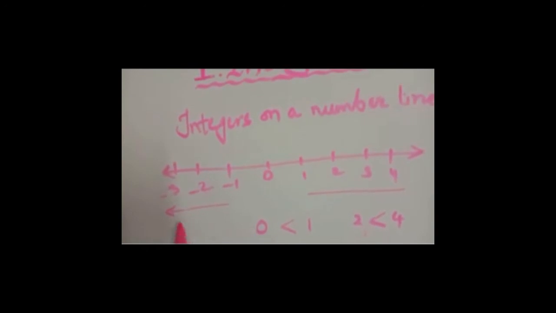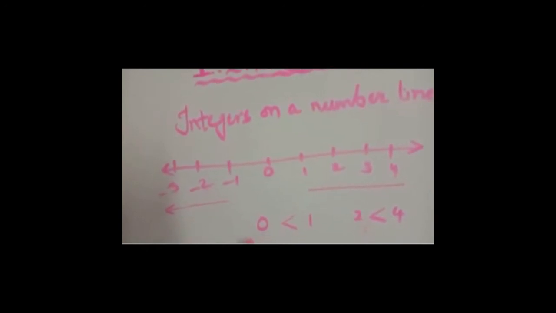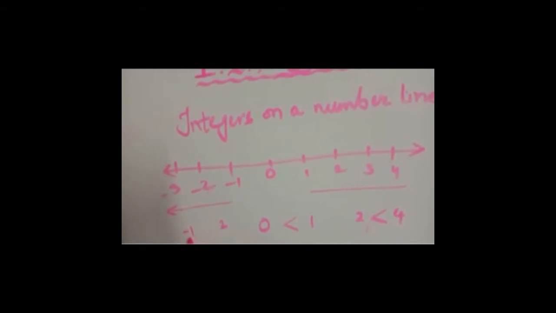But if you are comparing one negative number and one positive number, like -1 and 2, I already told you all the negative numbers are less than 0. So obviously 2 will be the bigger number. So we can write -1 is less than 2.